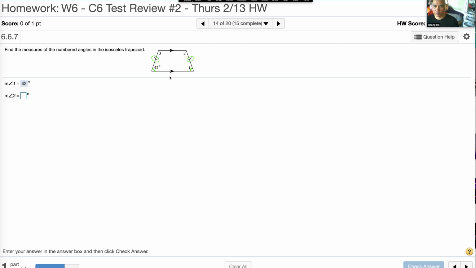Now angle 2. Angle 1 is 42. So you see here, the two opposite bases are parallel. So angle 1 and angle 2 have to be supplementary because they are same side interior angles. Right here, 1 and 2 have to add up. So this one you already know is 42 degrees. So therefore angle 2 equals 180 minus 42, and that should be 138 degrees. So go over here, I put 138.